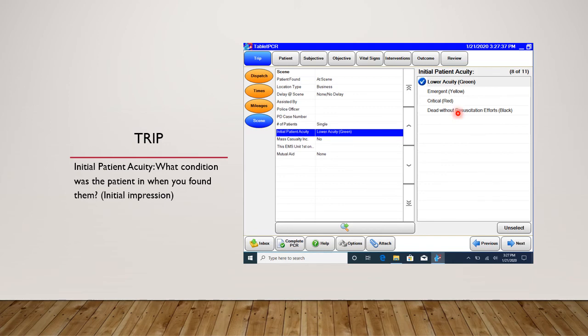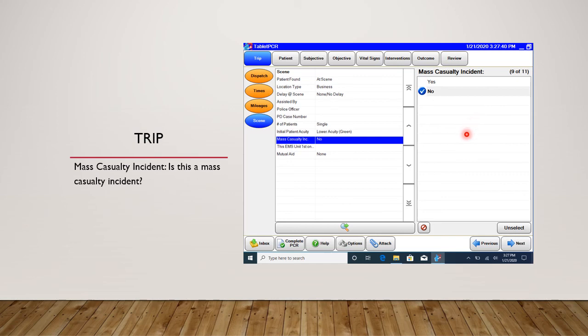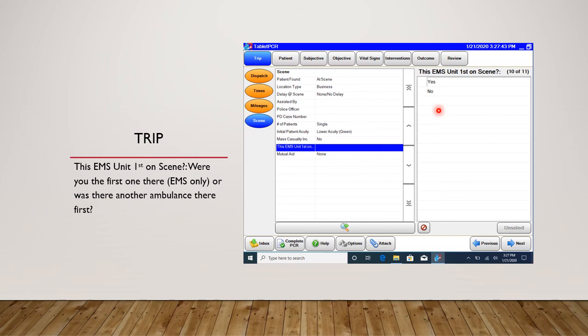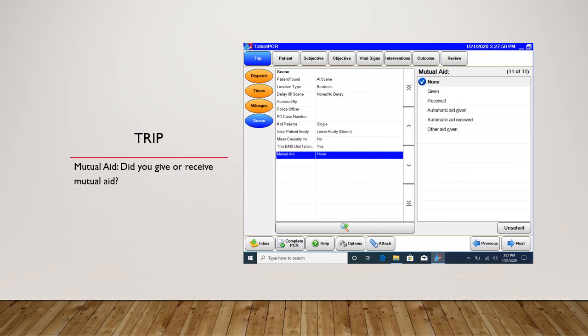Initial patient acuity, were they walking around, walking greens, were they critical, or were they deceased? Mass casualty, is this a mass casualty, yes or no? Are you the first EMS unit on scene if there were more than one? Mutual aid, were you called into another area, or did you have someone from another area called in for you? Most of the time, this is going to be none.